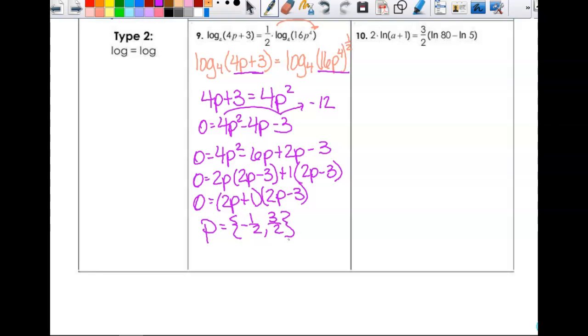Right. Then I check them. So if I take negative 1/2, substitute it in here, that would give me negative 2 plus 3, so that's positive. The negative 1/2 over here, I take it to the 4th power, anything will be positive, so that's good. 3/2, that's all positive, so they both work.